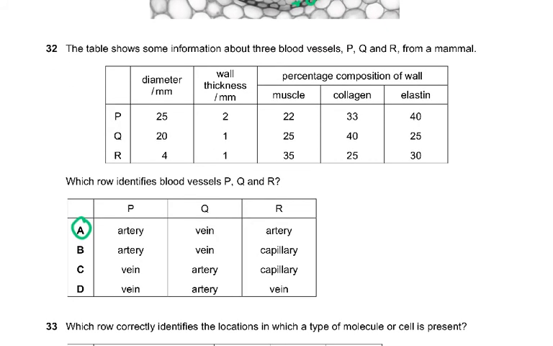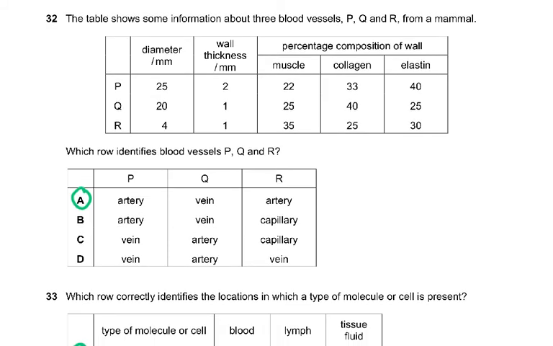Then it says the table shows some information about three blood vessels, P, Q, and R from a mammal: diameter, wall thickness, and percentage composition of the wall: muscle, collagen, elastin. Which row identifies blood vessels P, Q, and R? P has a larger diameter, Q has a smaller one, and R is very small, 4 millimeter. Now, what could be P, what could be Q, and what could be R?